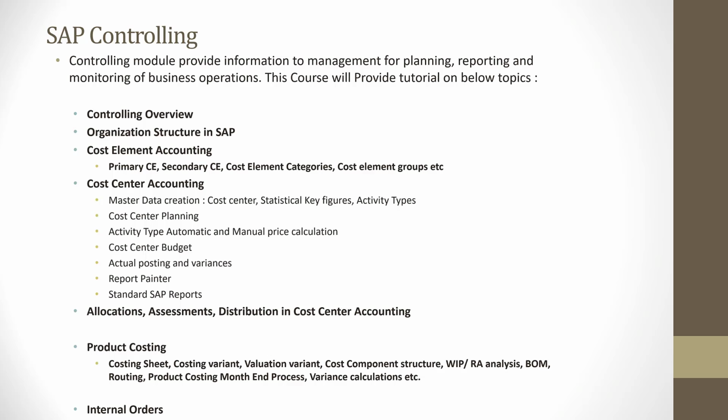Cost center accounting. We will discuss in detail and cover most of these topics. Master data creation, like cost center creation, statistical key figures, activity types, cost center planning, activity type automatic and manual price calculation. So activity type price calculation can be done through the system or it can also be manually calculated. Cost center budgets, actual posting of expenses to the cost centers, variance analysis.